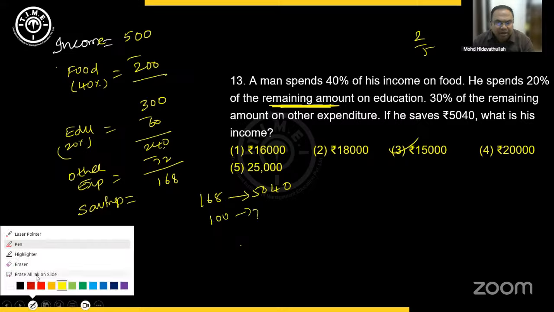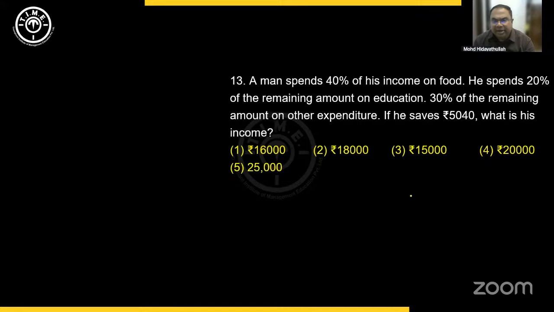Or see, total income I is spending 40%. That means he's saving 60% of the income. 60% means 60 by 100. I am writing the leftover income. Savings I am writing, because finally savings is given. So out of income 100, I is spending 40%. So how much is left over? 60% is left over savings. Again, out of this 20% is spending on education, so 80% are his savings. Again, out of this 30% is spending, 70% are his savings.